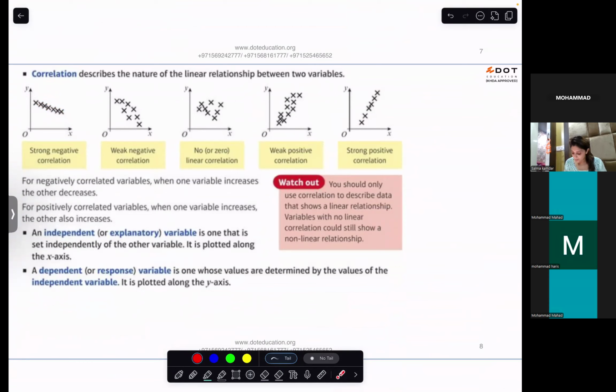If you see over here, you can make a line of best fit, but the number of errors would be more as compared to here. So this is weak negative correlation. Similarly, you have zero correlation, weak positive if it's going up, and strong positive. So can you tell me how many types of correlation do we have?